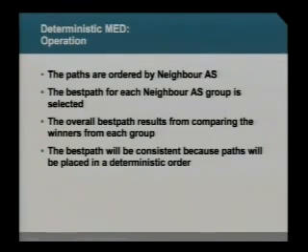If we switch on deterministic MED, we make a change. What happens here, rather than sorting the paths by the age they've arrived on the router, we sort them by neighboring AS, because that's always going to be the same. So the best path for each neighbor AS group is then selected. Everything we hear from AS1, we do the best path on that. Everything from AS3, we do the best path on that. And then we compare those. The overall best path results from comparing the winners of each group. And this one will always be consistent because it doesn't matter where in the list the paths appear. You'll always get the same result.